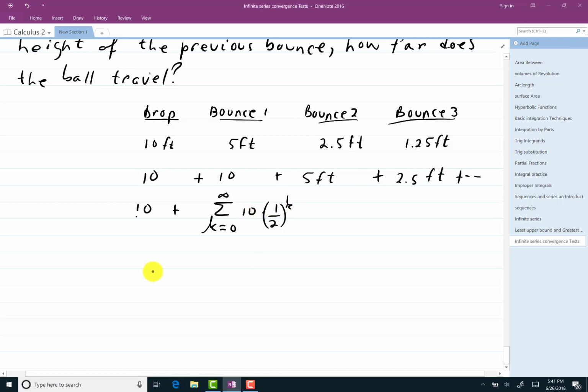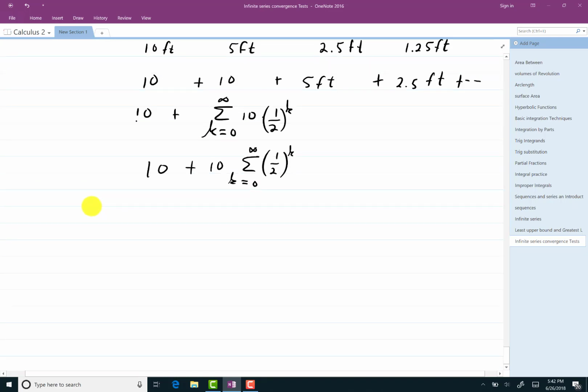Perfect. Now, one of the things I haven't said yet, but I will in a minute, is you can take this 10 and factor it out front because 1/2 to the k is a convergent series. In fact, it's a p series. We know it converges, but we also know how to add it up.